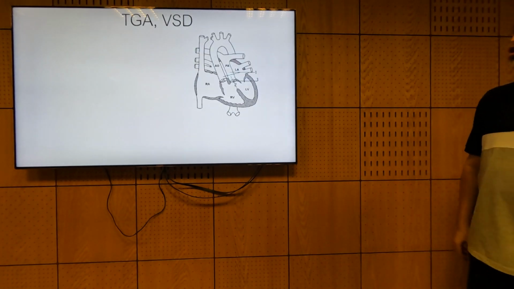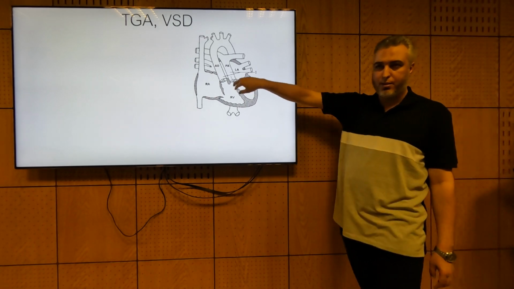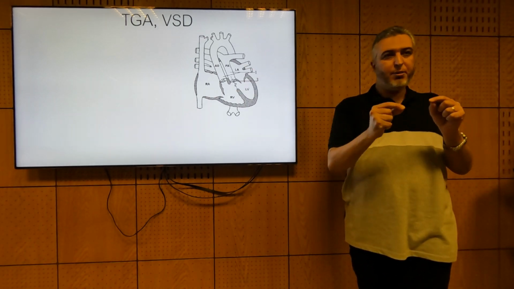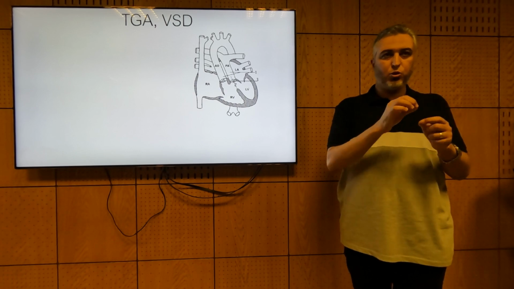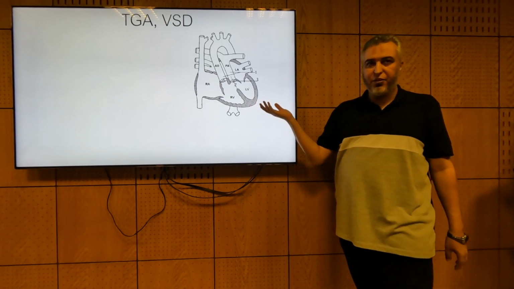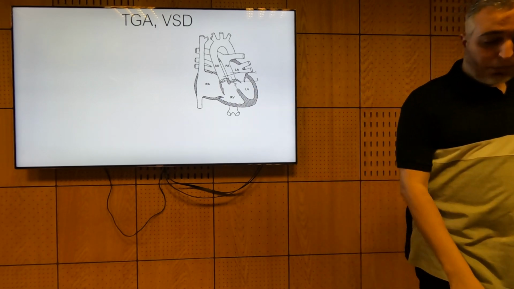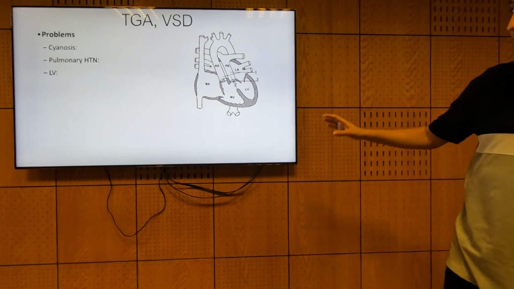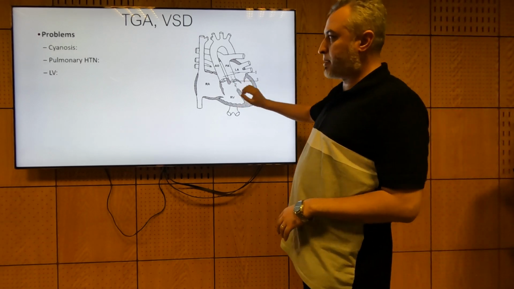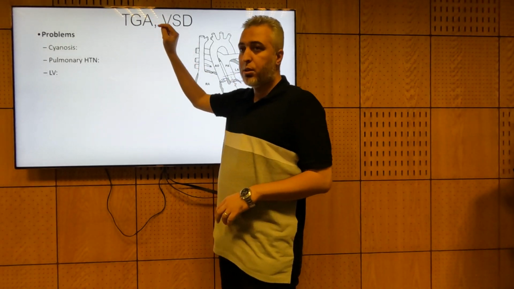So patients with TGA and VSD, and I mean a big VSD. If a patient has a 2 millimeter VSD, which is not causing a lot of pressure transmission, so an insignificant VSD, we will just treat it like the previous scenario. But now we're talking about patients who have an unrestricted VSD. So will these patients have cyanosis?